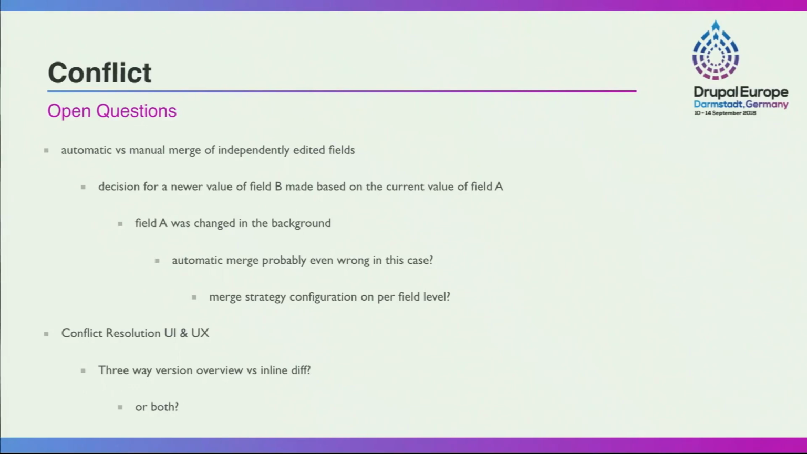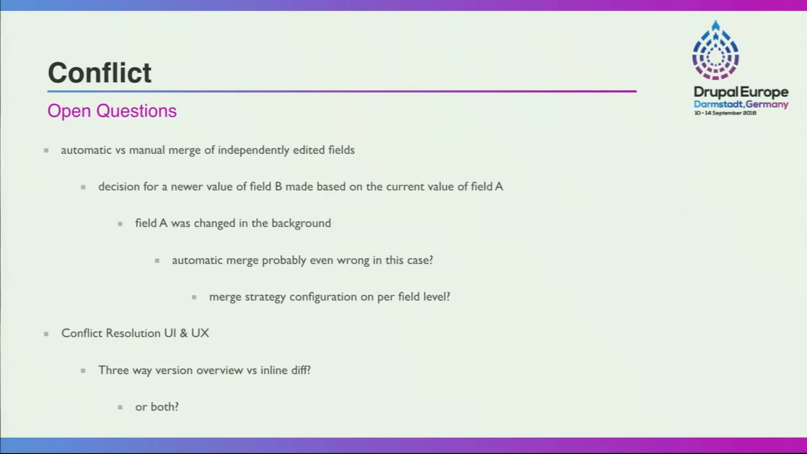Other cases as well. So probably what we would need is a merge strategy, which is configurable on a per entity field level, or field type, or something like this. That will not be hard to implement. I just need your feedback if you think that I should consider this and implement that feature.